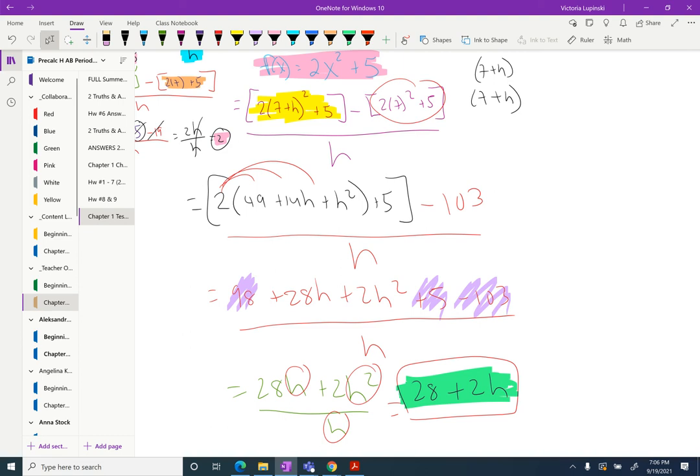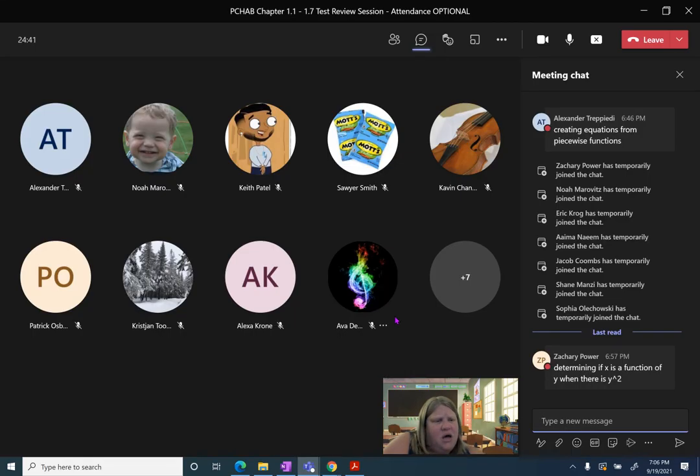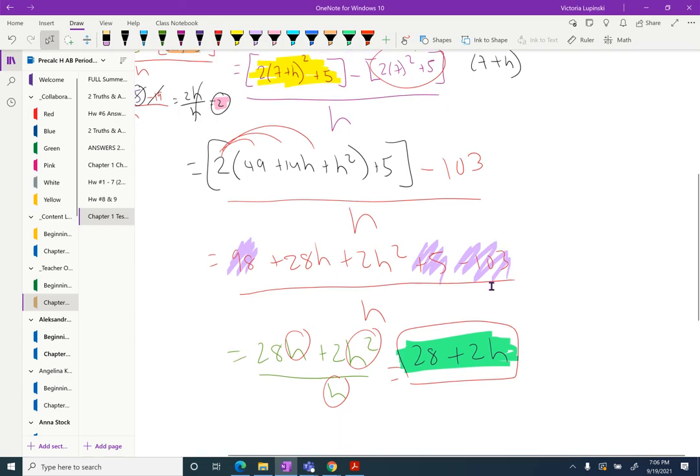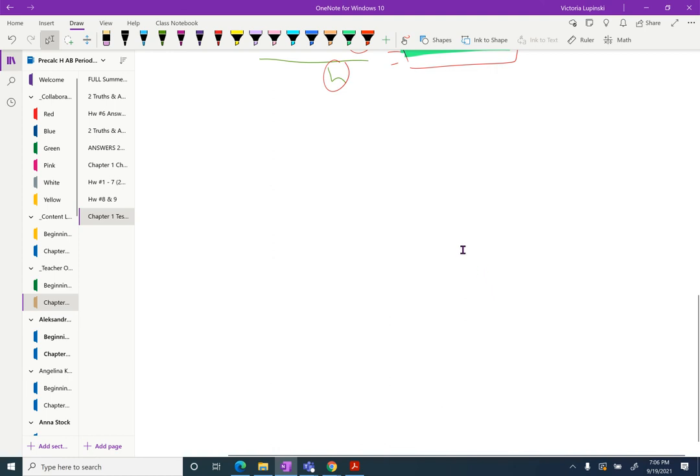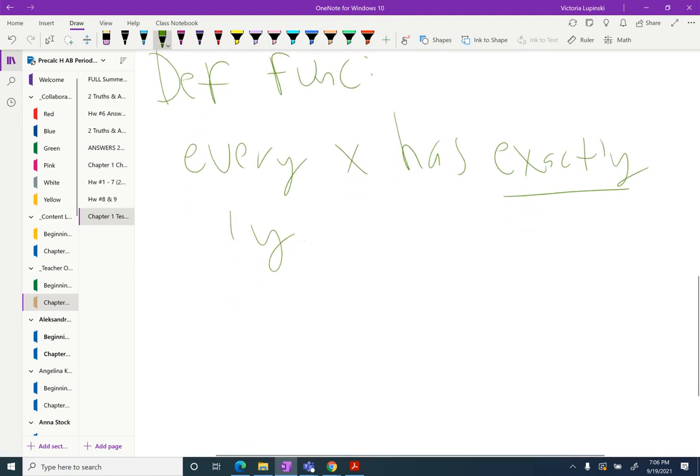I think there's a question in the chat. Okay. Go back. So I have a lot of windows open. Determining if x is a function when there is a y squared. Okay. So it's a good question, although there isn't really a lot to do with it. First of all, let's just remind ourselves, what is the definition of a function? Is that every x has exactly one y.